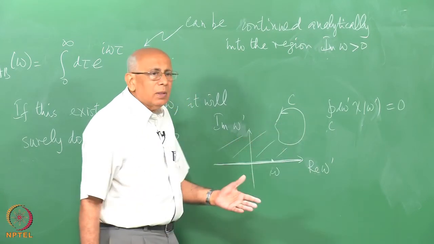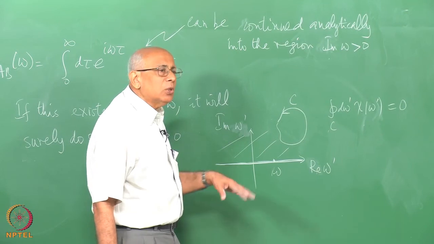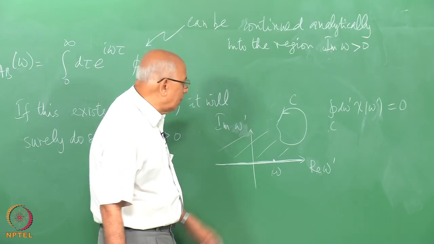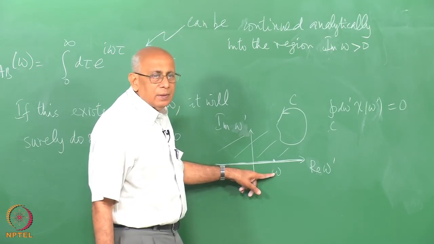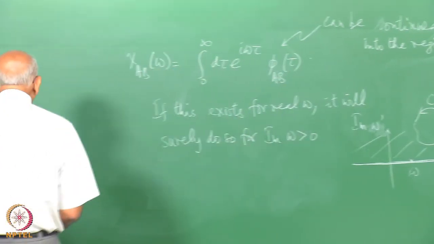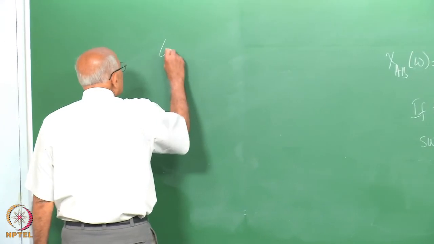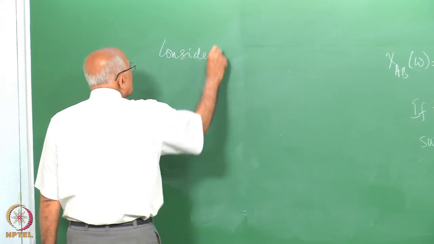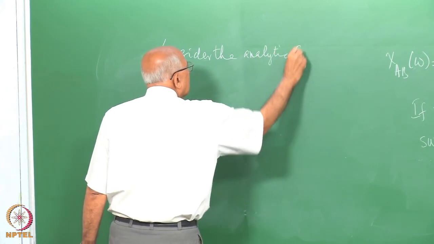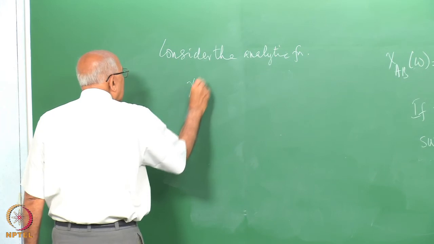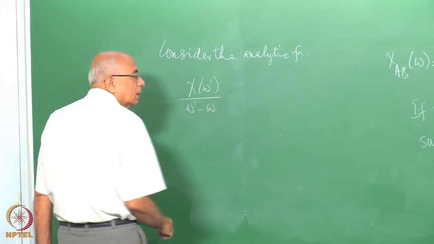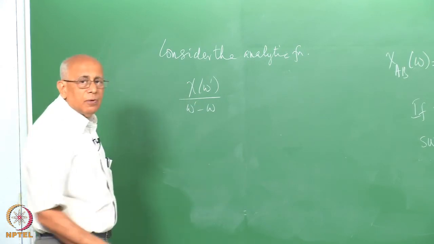Okay. And the way to do that is to single out this point here. How do I single it out? I should ensure that chi of omega becomes a residue of some function of omega prime at this point. So, I should therefore divide by omega prime minus omega. So, let us consider the analytic function chi of omega prime divided by omega prime minus omega in the omega prime plane as a function of omega prime.